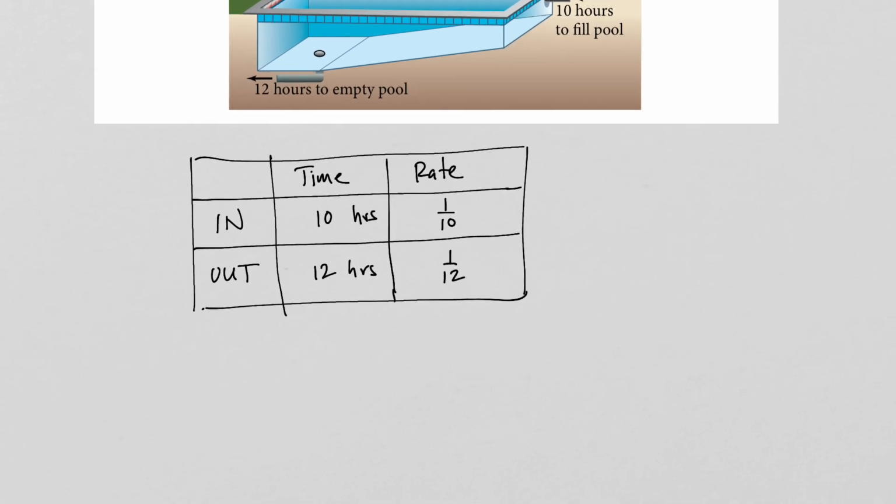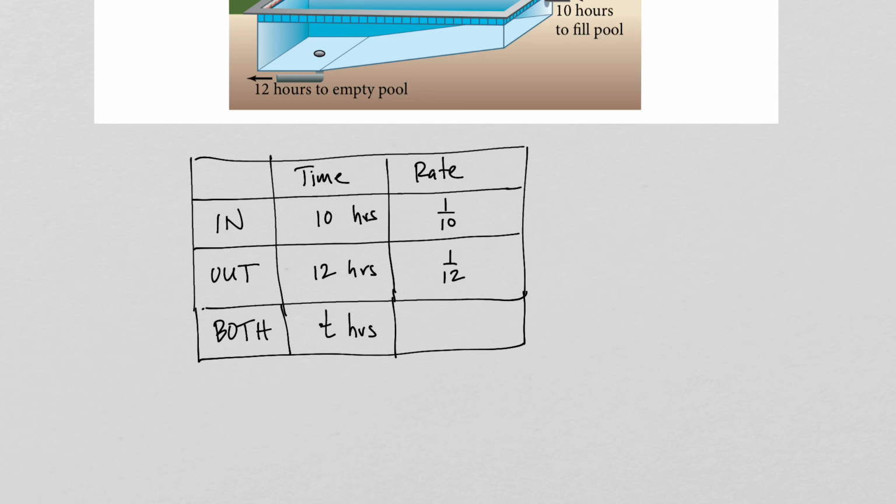Now the question is, what is happening if both of these are on at the same time? All right, so we have our inlet pipe, we have our outlet pipe, and then now we're going to have both together. How long does it take to fill the pool? Well, we don't know, so we're going to call it T hours. And then how much is filling up the pool every hour if it takes T hours for both of these working at the same time? Well, it's the same concept. It's going to be 1/T.